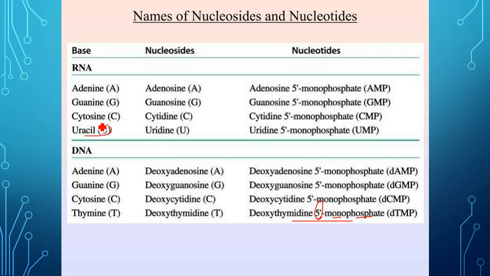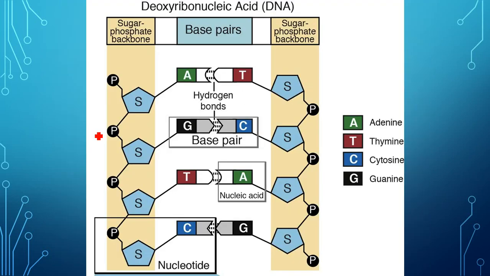because mono means a single phosphate molecule attaches at the fifth carbon position, hence it is called 5' monophosphate. The same thing we can see in case of RNA, but the thymine is replaced by uracil. It is the open structure. How the arrangement of sugars, phosphates, nucleotides and nucleosides takes place in the DNA molecule.